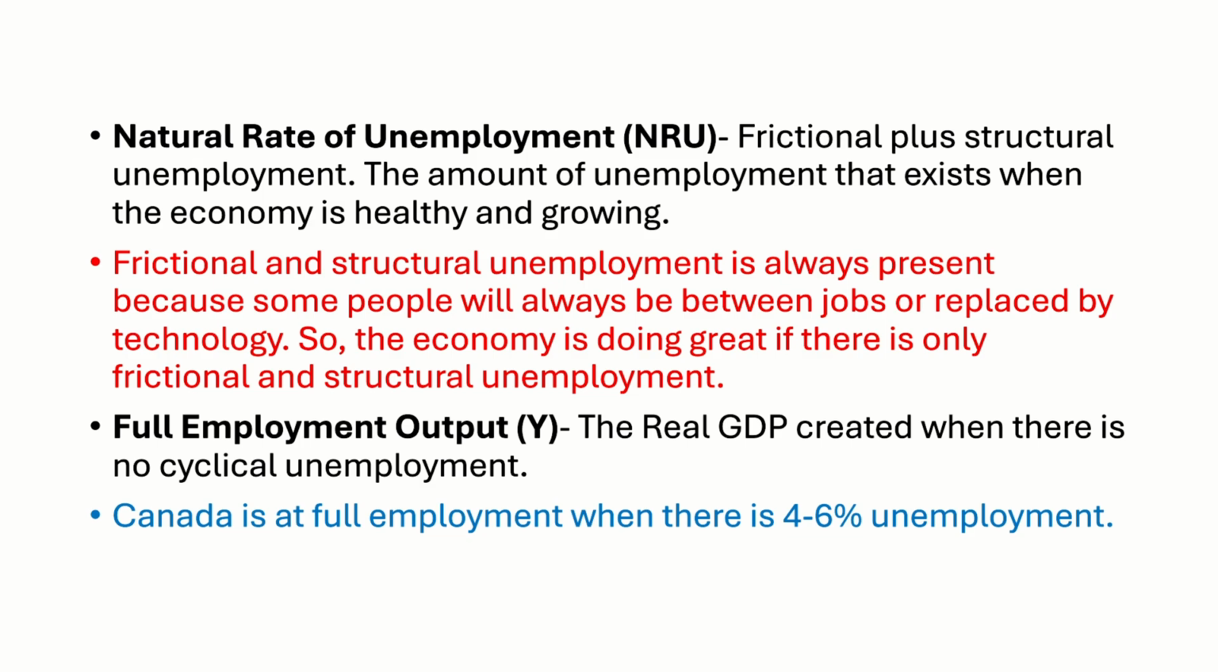So the whole idea of the natural rate of unemployment comes into play, where unemployment that exists when we're at full employment is when there's no cyclical unemployment. Now, what that actual number is depends on the country, but for Canada, it's basically between 4 to 6% unemployment. That's considered full employment, by the way. So if you have like 8% unemployment, then definitely we have some cyclical unemployment and we have some recessionary gap or recession.